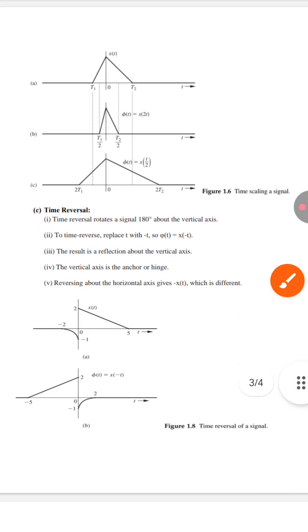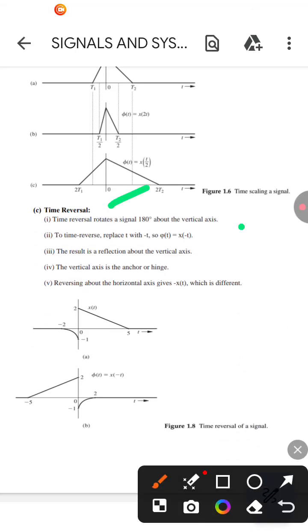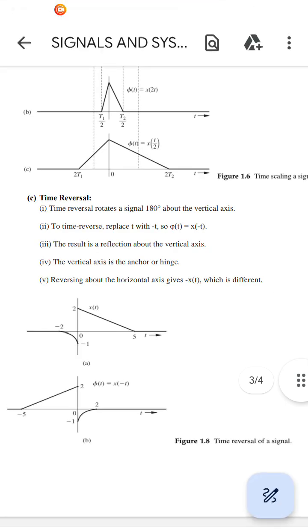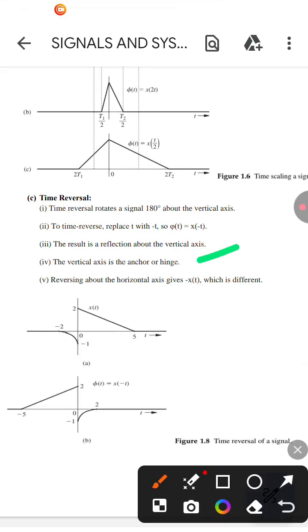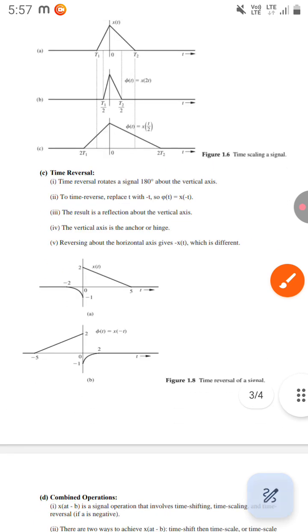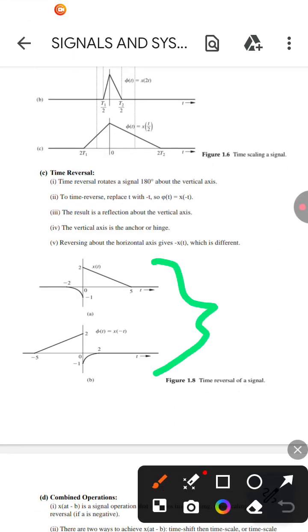The next one is time reversal. Time reversal means rotating a signal 180 degrees about the vertical axis. To time reverse, replace t by minus t, so phi of t equals x of minus t. The result is the reflection about the vertical axis, and the vertical axis is the anchor or hinge. Reversing about the horizontal axis gives minus x of t, which is different. If you observe here, these two figures represent the time reversal of a signal.